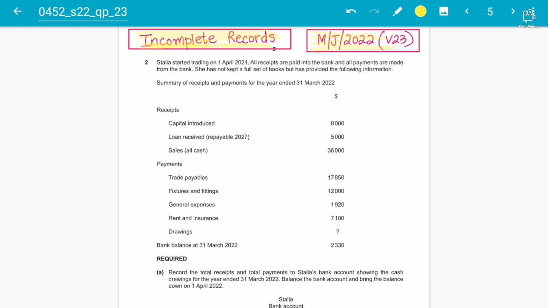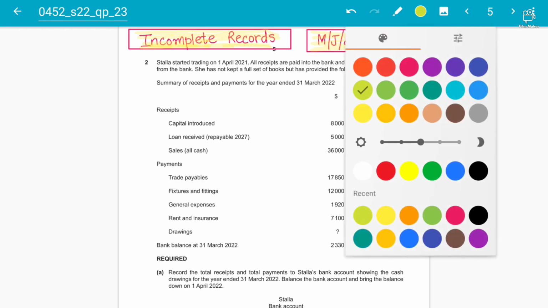This is basically a 2020-22 paper, which is very recent, and I hope everyone will focus carefully with your calculators on hand, because we'll be doing a lot of working, calculations and understanding as well. So let's read the question and start solving it.